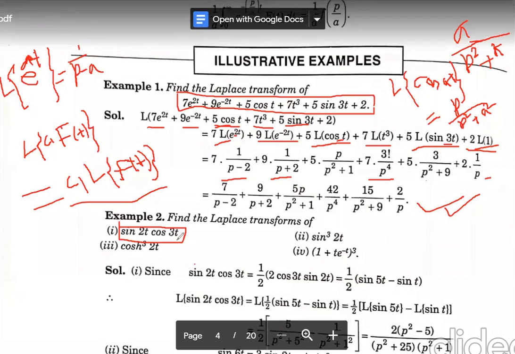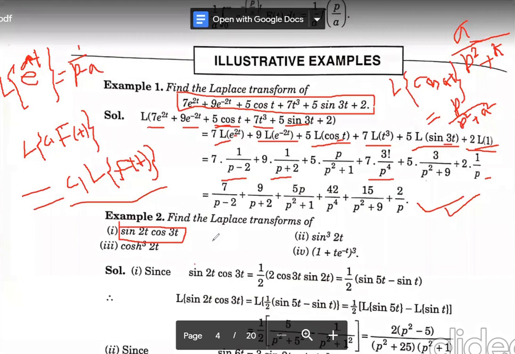So in that case, what will we do? Whether we can find the Laplace transform of this or not, obviously, we'll try. So what you do, you know the trigonometric formulas all. So using that trigonometric formula, you try to separate the sine and cos separately. You try to separate it. So the very known formula, 2 sine A cos B.